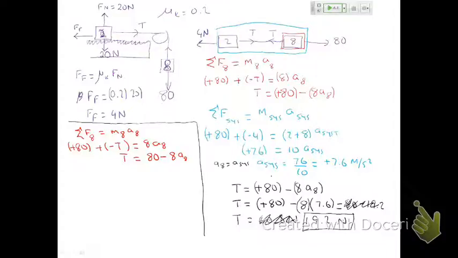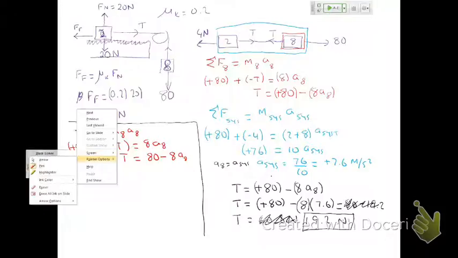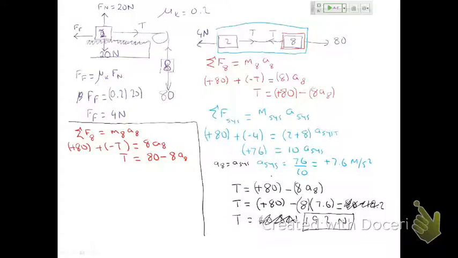Then let's change our pen color, to a nice green. And let's just do the same thing now on the other mass. So the sum of the forces on the 2 is equal to the mass of the 2 times the acceleration of the 2. So I say plus t added to minus 4 is equal to 2 times a2.